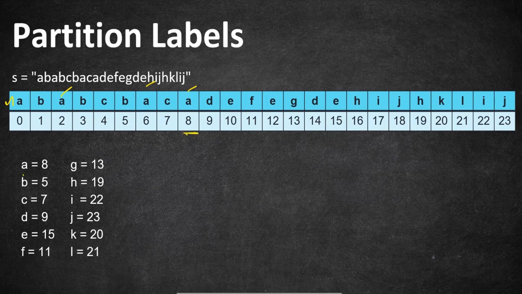So we are updating A with 8. And if you see, we have 3 B's and 5 is the last position of B. Same way we are updating the last position of all our characters in the given string. So this will help us to determine where our substring 1 should stop and where the other substrings should stop.